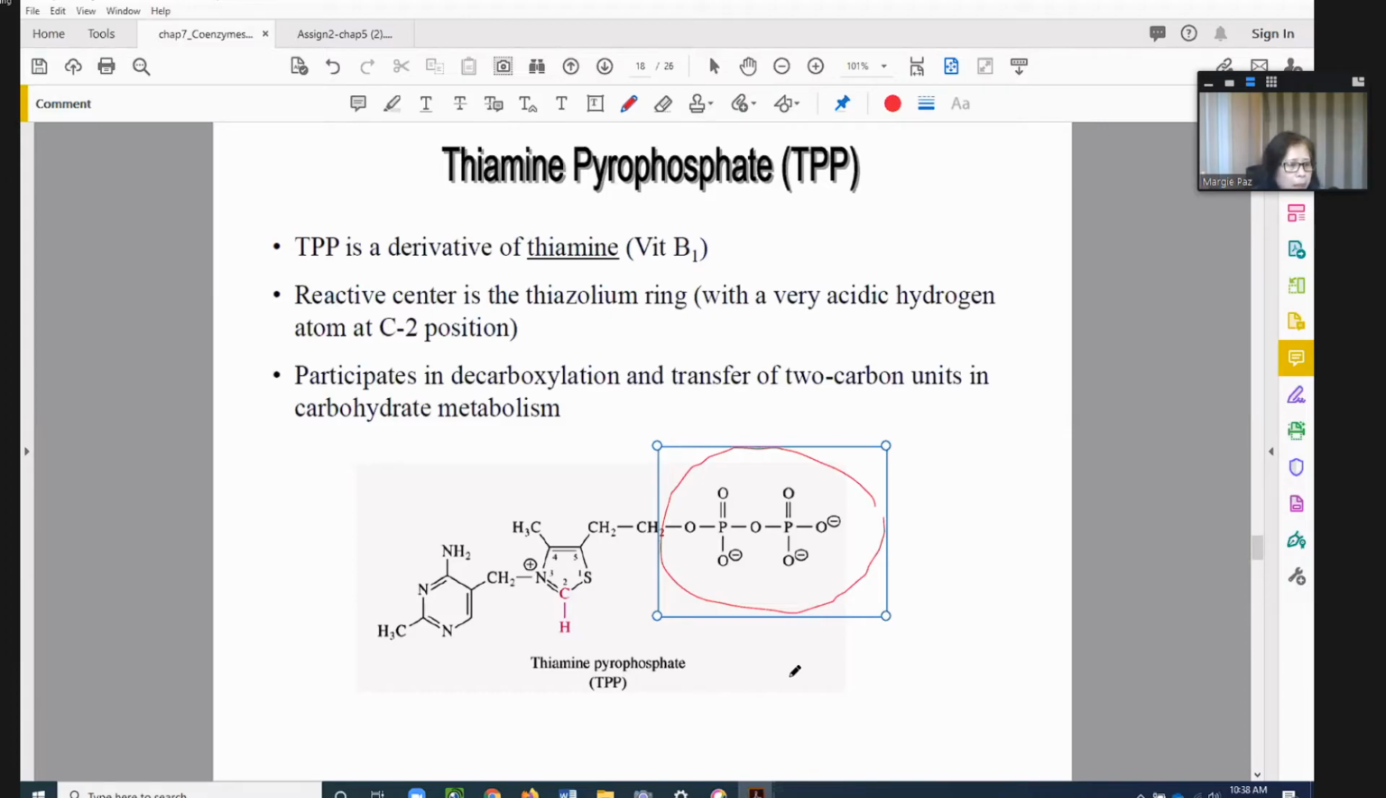Role of TPP. Well, carboxylases, decarboxylases, those enzymes are known to require TPP as a coenzyme. Right? So this coenzyme then participates in the carboxylation reaction and the transfer of 2 carbon units in carbohydrate metabolism.